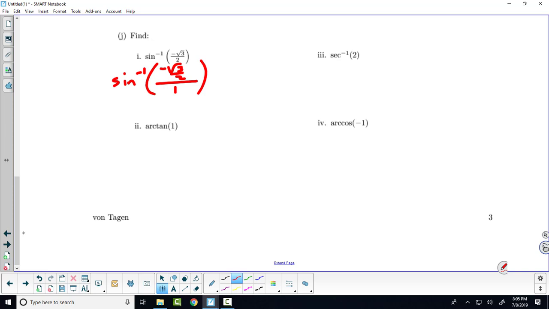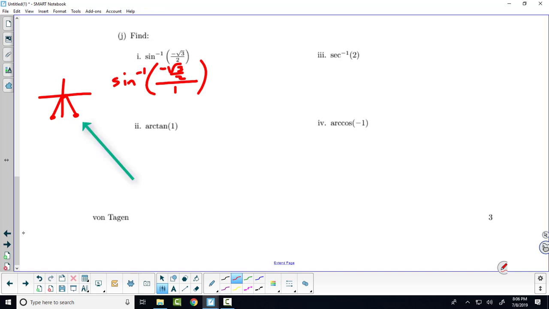What angle, when I took its sine, returned the ratio minus square root of 3 over 2? Well, on the unit circle, the sine value is the height, and minus square root of 3 over 2 would be down here or down here. There are two principal angles on the unit circle that return sine values of minus the square root of 3 over 2. Which one do I want? Quadrant 4.